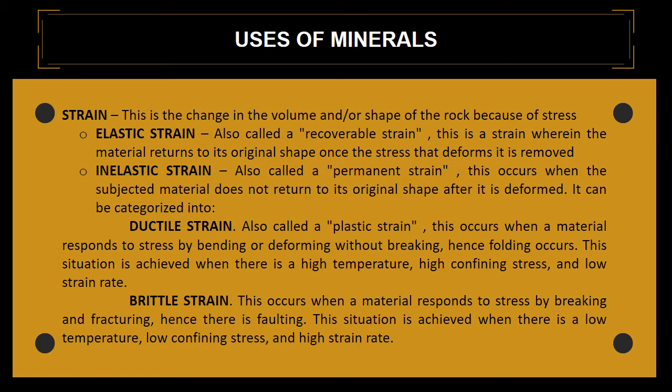So, yung ductile strain, ito yung plastic. So, ano yung plastic, di ba? Nagbe-bend, it can be bended, pwede siyang ma-fold, or pwede siyang ma-deform without breaking. So, ganun yung ductile strain. So, brittle strain naman. This occurs when a material responds to stress by breaking and fracturing. Hence, there is faulting. This situation is achieved when there is a low temperature, low confining stress, and high strain rate. So, ibig sabihin, ang brittle strain came from the word brittle. So, mabilis ma-break, mabilis ma-fracture. So, magkakaroon ng faulting. Ibig sabihin, magkakaroon ng fault lines yung batong yun.